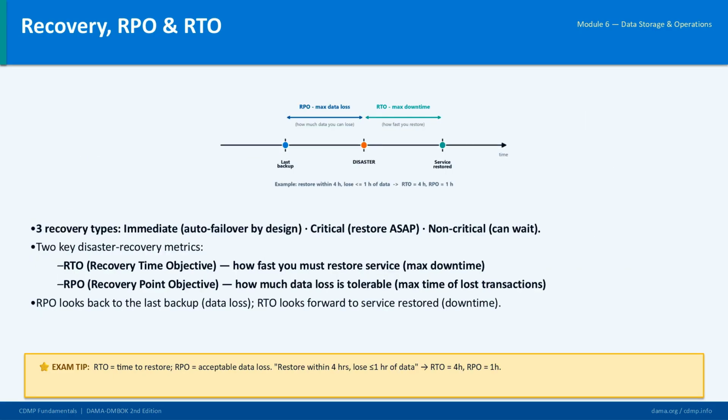The DMBOK names three recovery types. Immediate recovery is handled through design, like automatic failover. Critical recovery means you restore as quickly as possible to minimize downtime. And non-critical recovery can be delayed until the more critical systems are back.